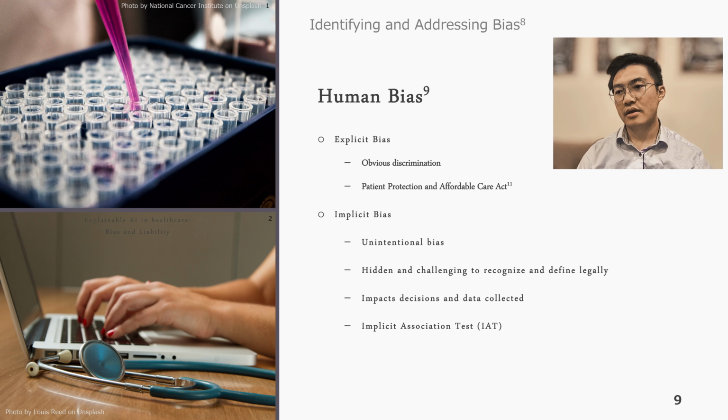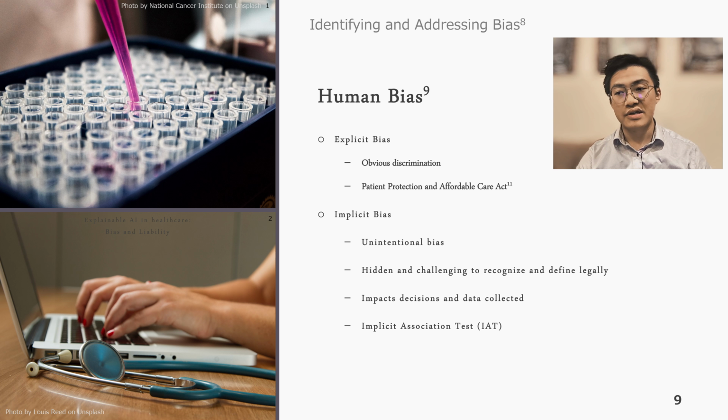Human bias. We have explicit bias, which is clear discriminatory action, speech, and mindset. This is a significant challenge even in this era. However, we do have laws set forth to protect patients from such discrimination. With the Patient Protection and Affordable Care Act, one can file a complaint with the Office of Civil Rights if discrimination occurs on the basis of race, color, national origin, sex, age, or disability in a health program.